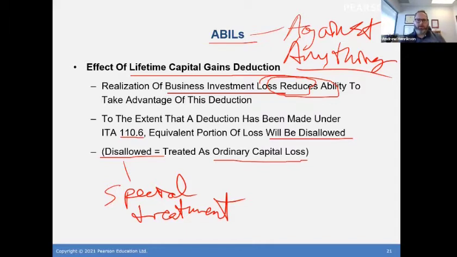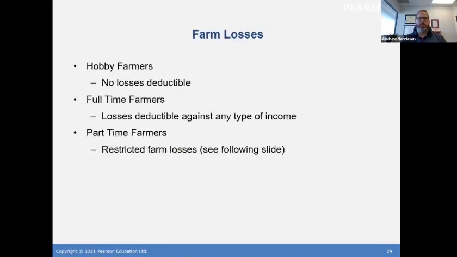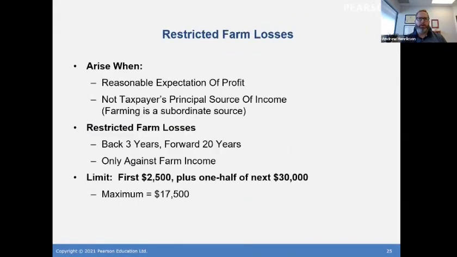So the ABILs are going to be converted to capital loss. You can't claim them to the extent you've previously claimed. In other words, they're trying to stop you from double dipping on both sides. Two sides of one coin. It's the best way I can describe that.